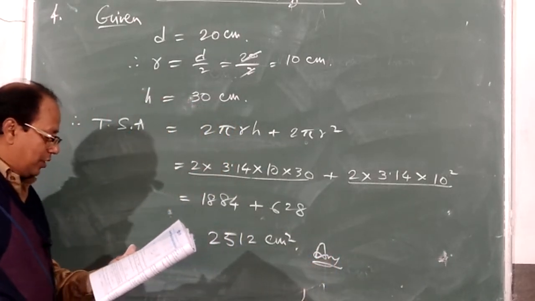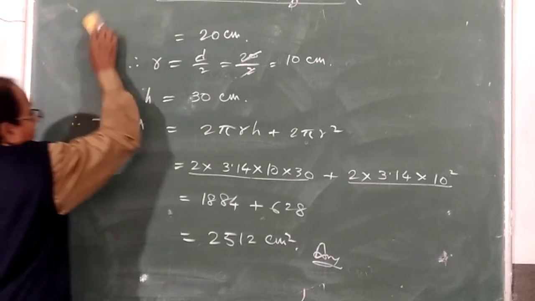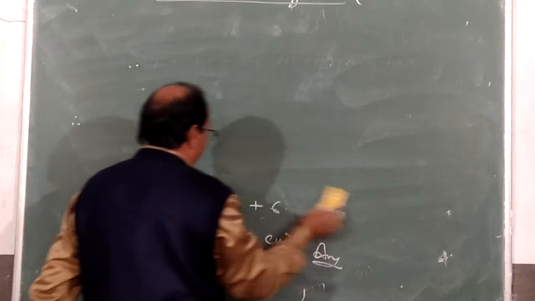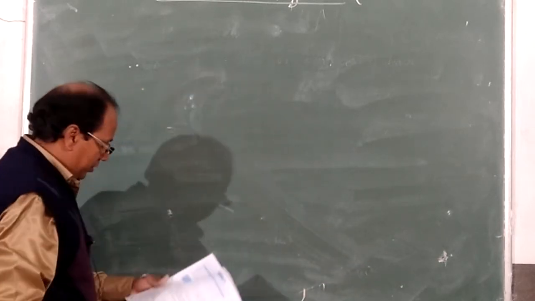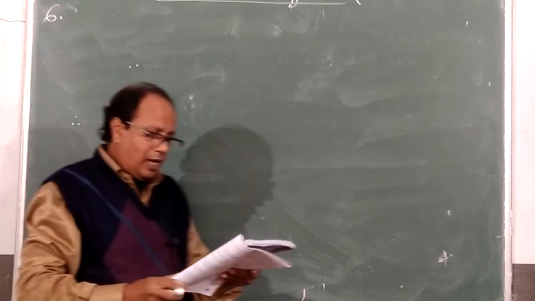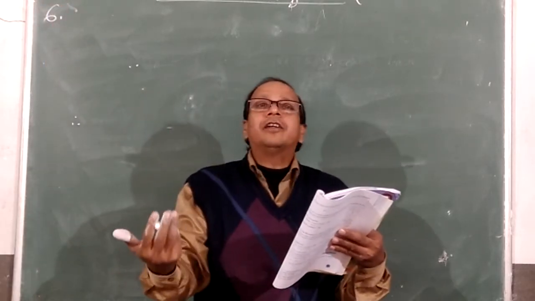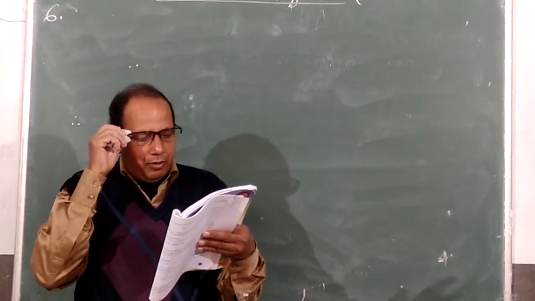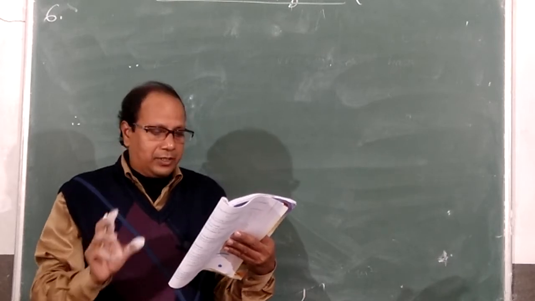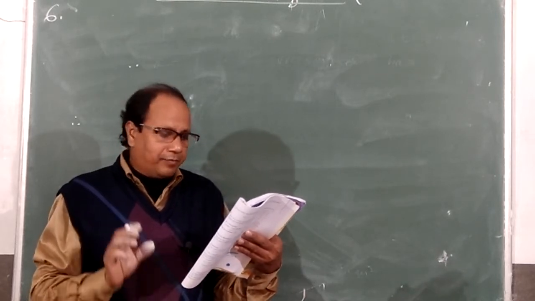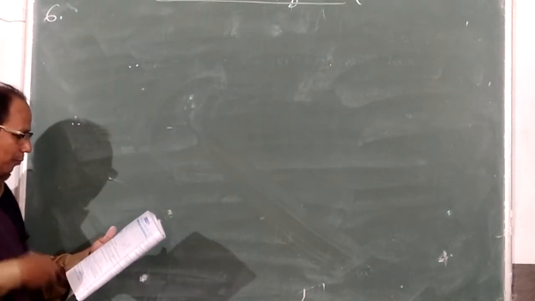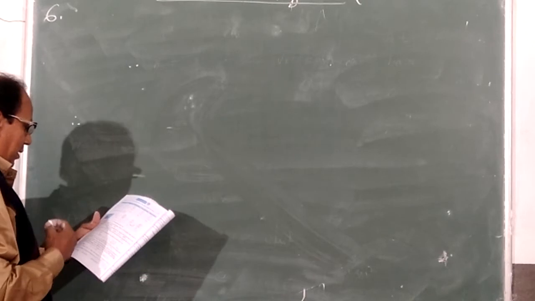Now let me do question number 6. Question 6 here, there is a hint. Even then I am doing it, because the question is a little different. Find the height of the solid cylinder of total surface area 660 centimeter square and radius 5 centimeter. Right. So let's go for it. Question 6 is just opposite of question number 4.